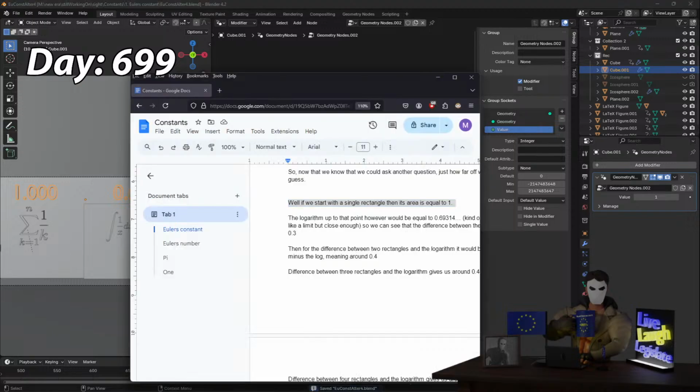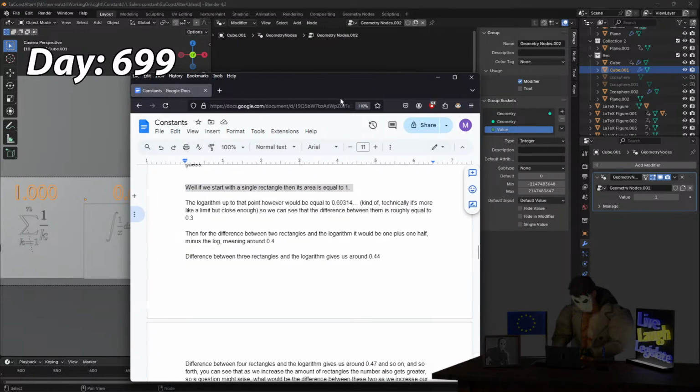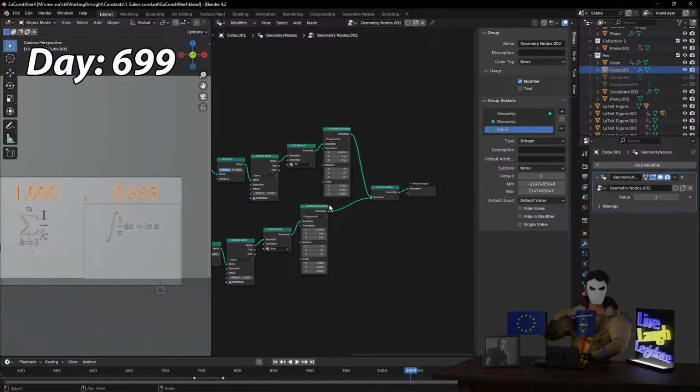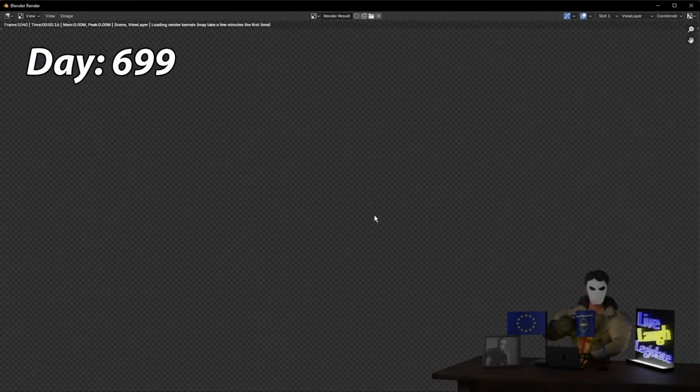Alright, sick. This is set up now. The script. Area is equal to 1. Logarithm to the point will be equal to 0 point whatever. So switch like this. Render image.